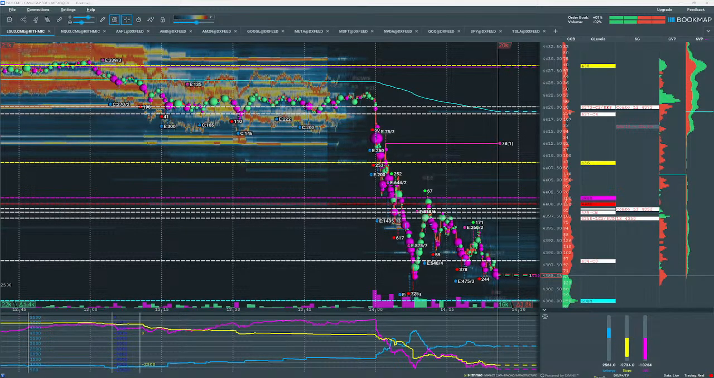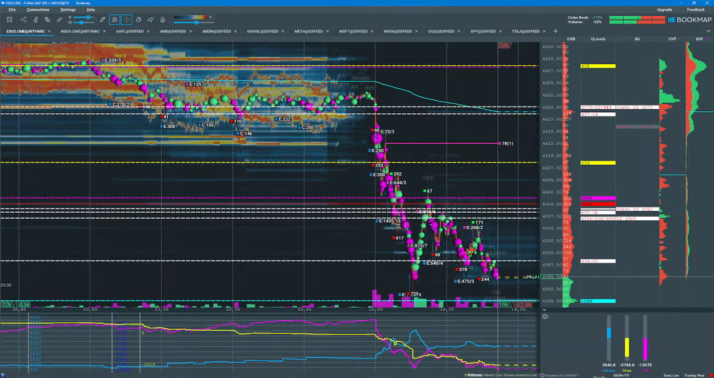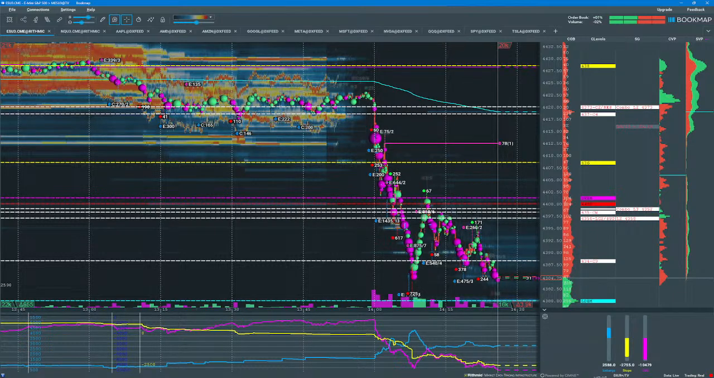All right, now I've got to say this move lower is definitely providing some relief to my long-term positions. My short calls were taking quite a beating, so this helps me pretty substantially.